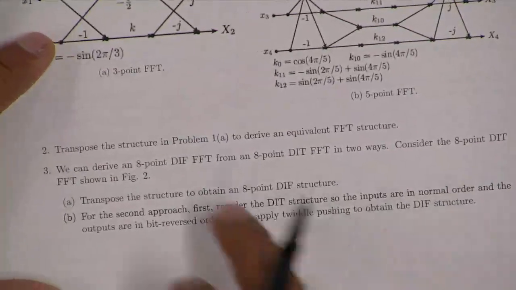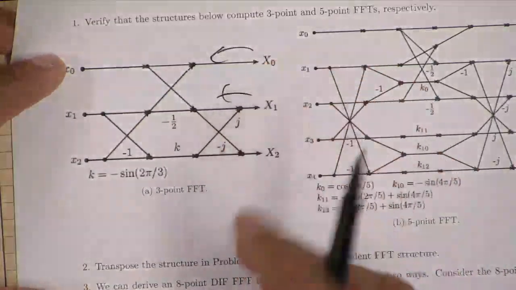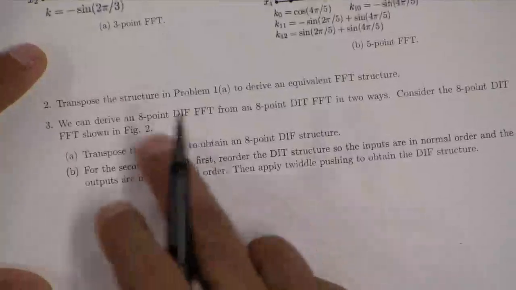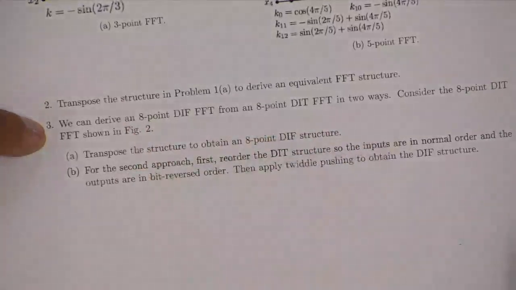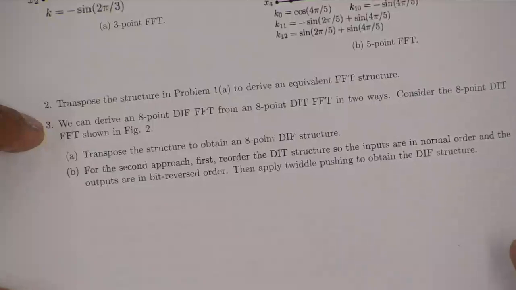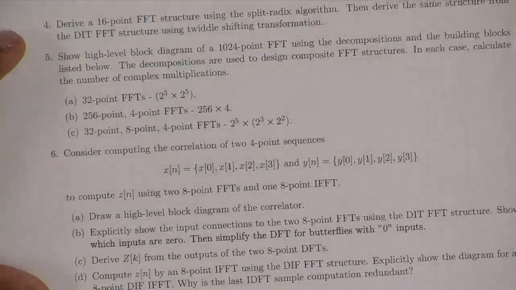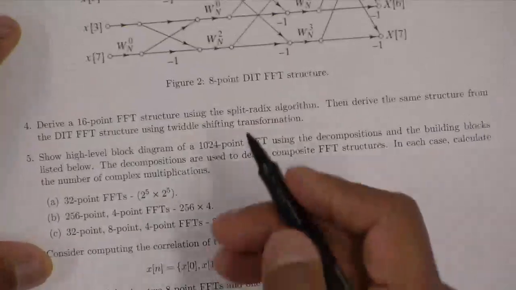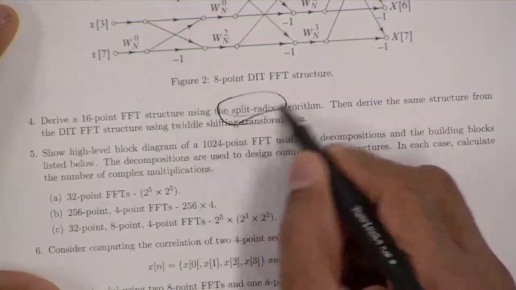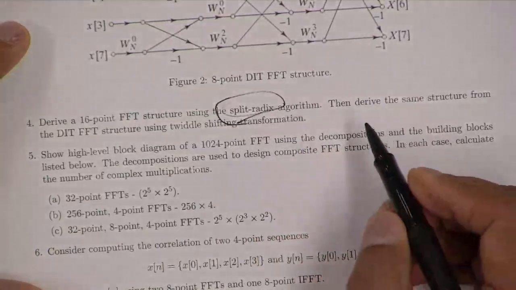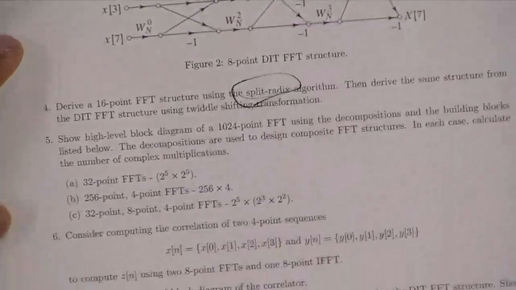Okay, so transpose this structure. Just transpose this, put these things back, to get another equivalent 3-point DFT. That's number 2. Number 3, I just solved: how to show the equivalence between DIT and DIF by twiddle shifting. Number 4 is asking you to do 16-point split radix, and then by twiddle shifting of the 16-point DIT, show the equivalence of the split radix and the DIT.